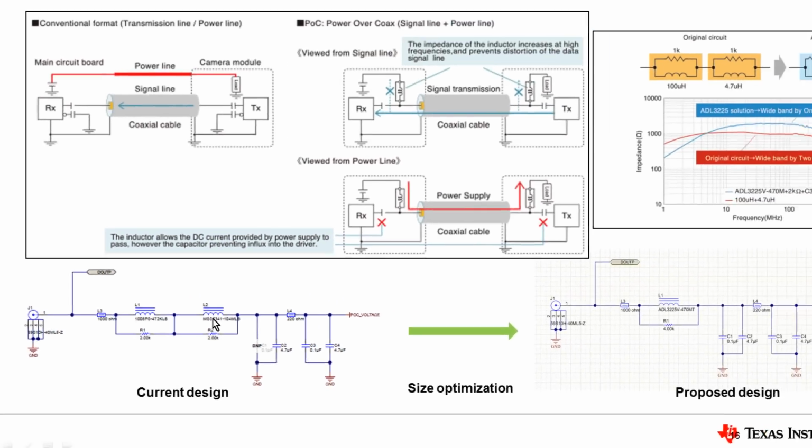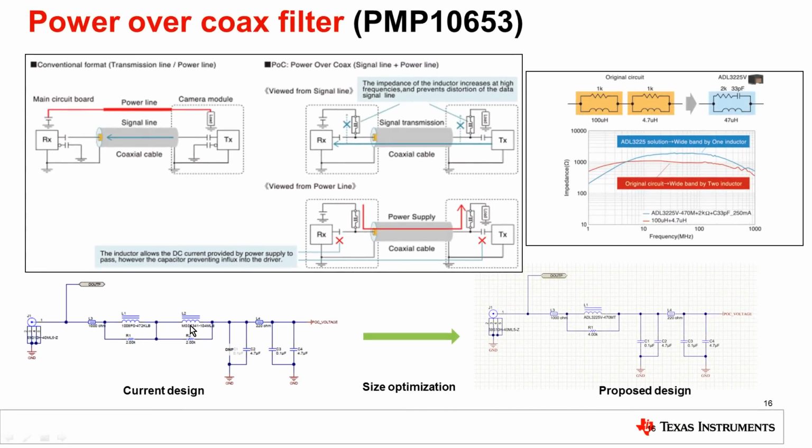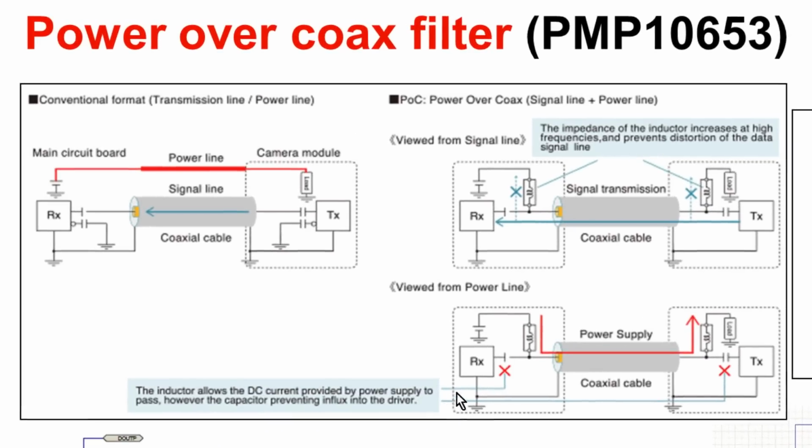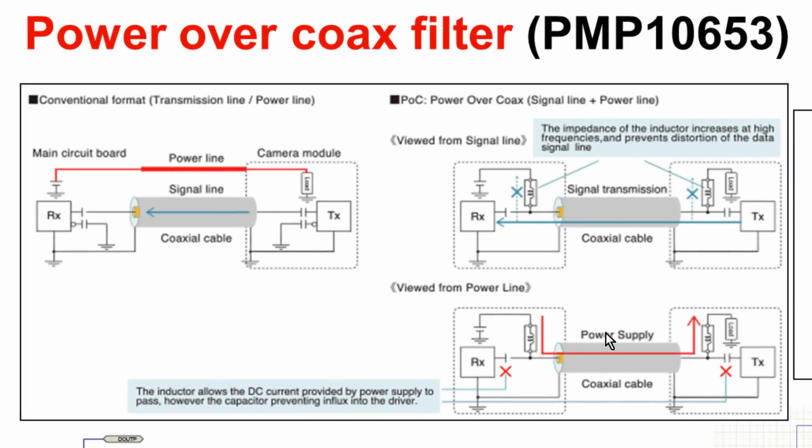the impedance of this inductor in the power over coax filter increases at higher frequency and won't allow any distortion of the data signal line. If you view from the power line here, we use a DC blocking capacitor, and hence the DC line capacitor blocks the DC power influx into the driver, which is a serializer here. But the inductor of the POC filter allows the DC current to pass through it. So you can assume the transmitter and the receiver here as being the camera module and the ADAS processor.